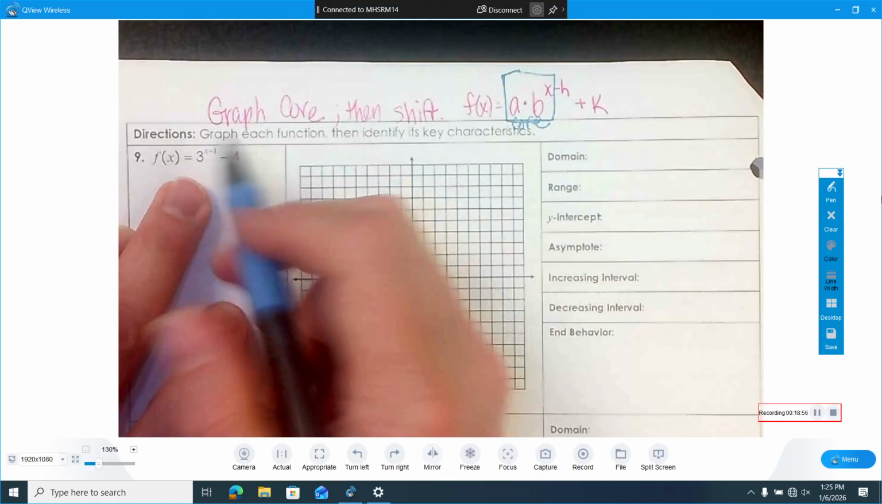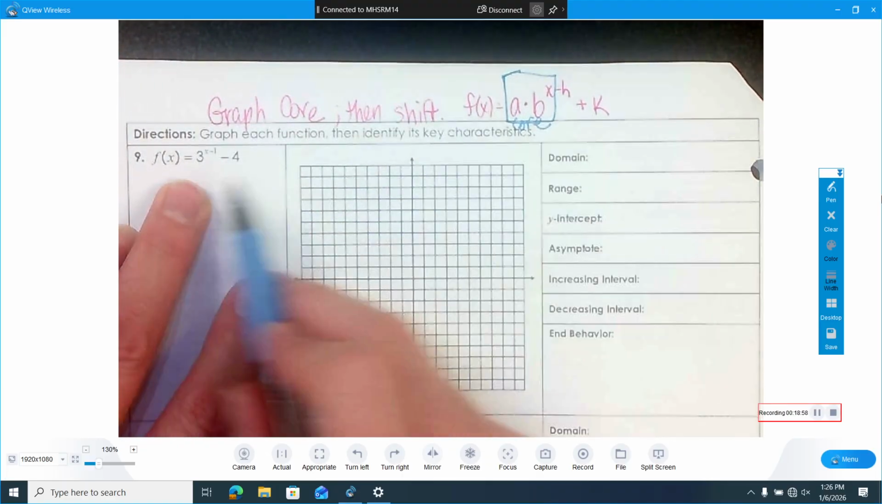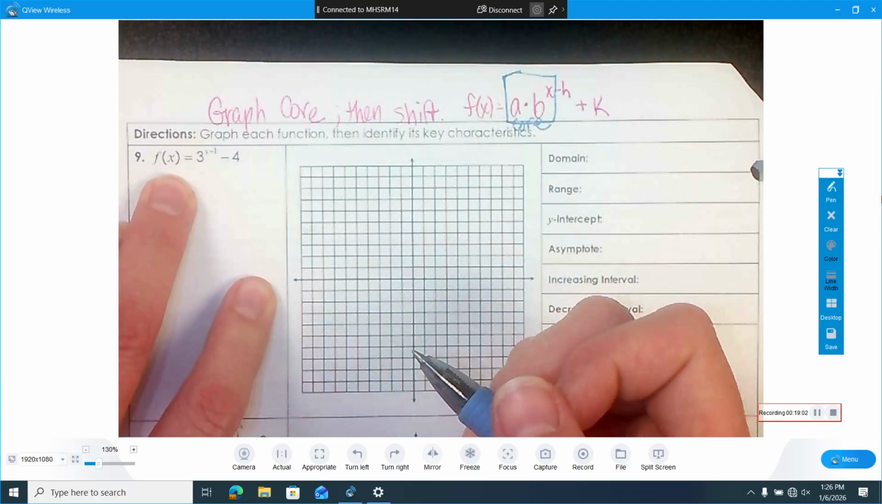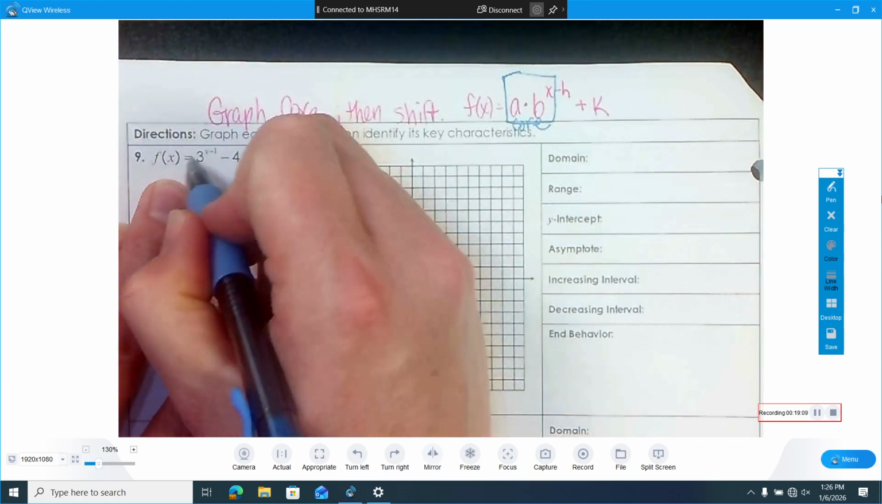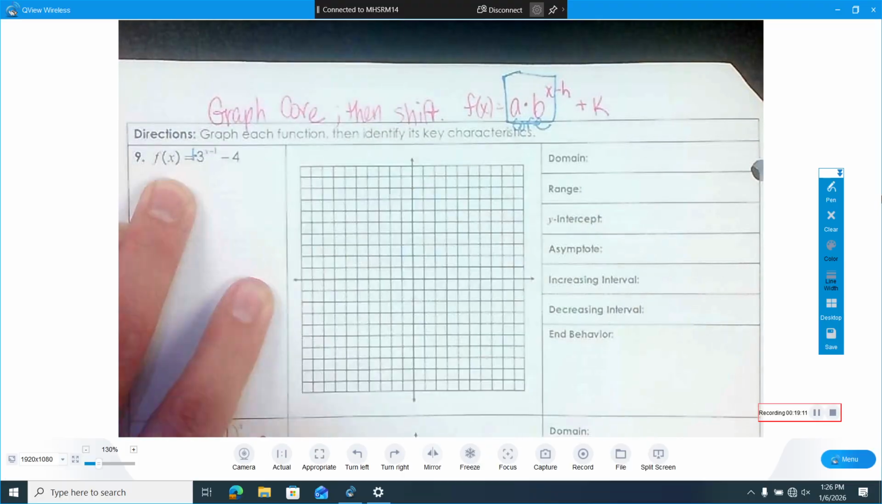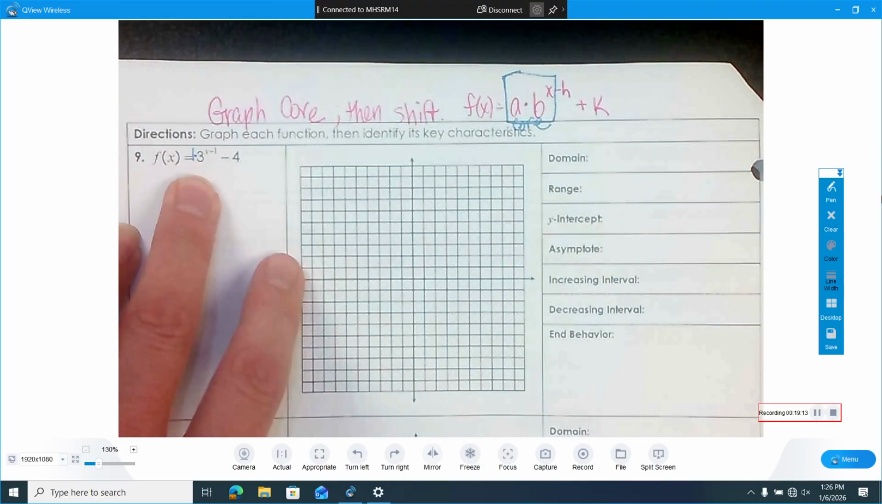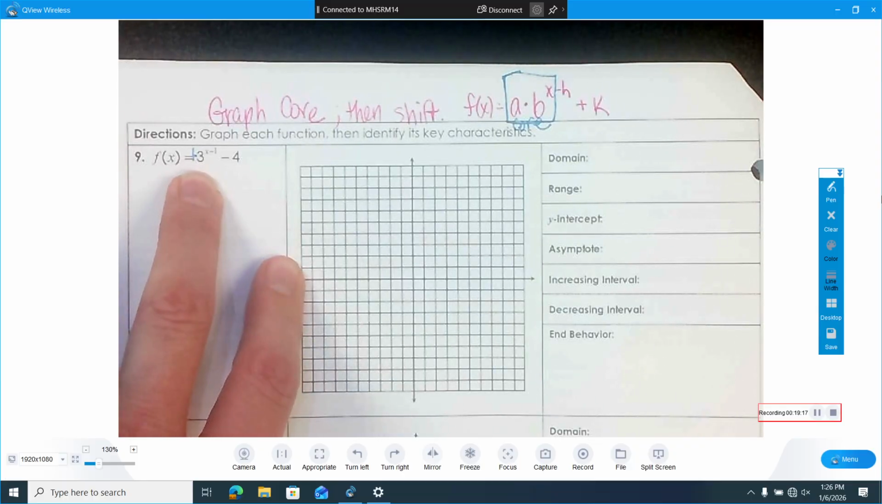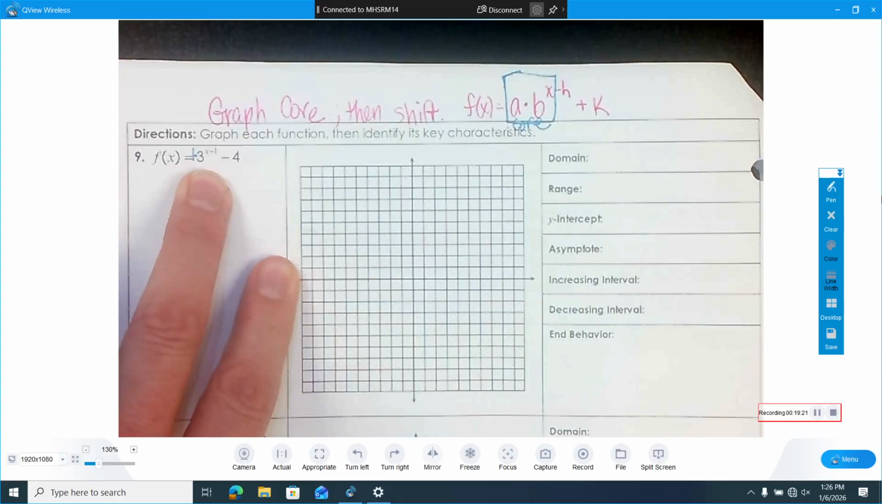So here I have, what's the a on this function in number 9? 3. Oh, what's the b? 1. So it's actually 1 times 3 to the x minus 1 minus 4. So the a is actually 1, and the b is the 3. Just in case you're curious, I like to point that out.